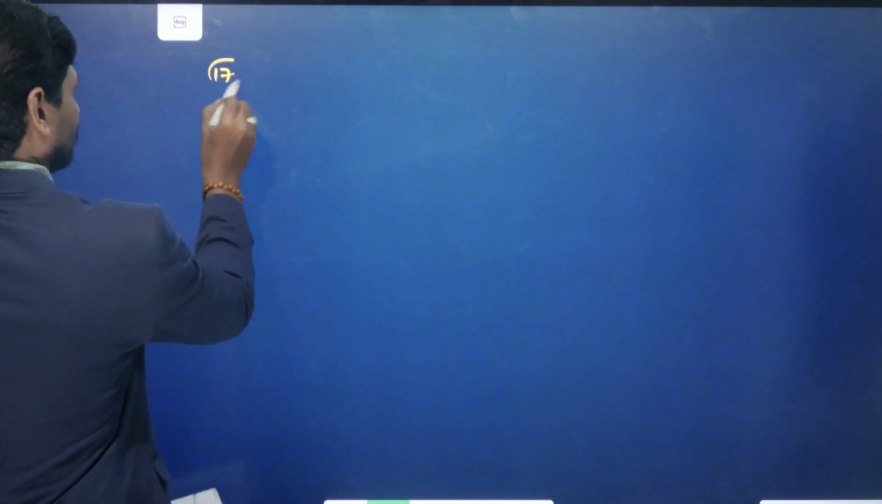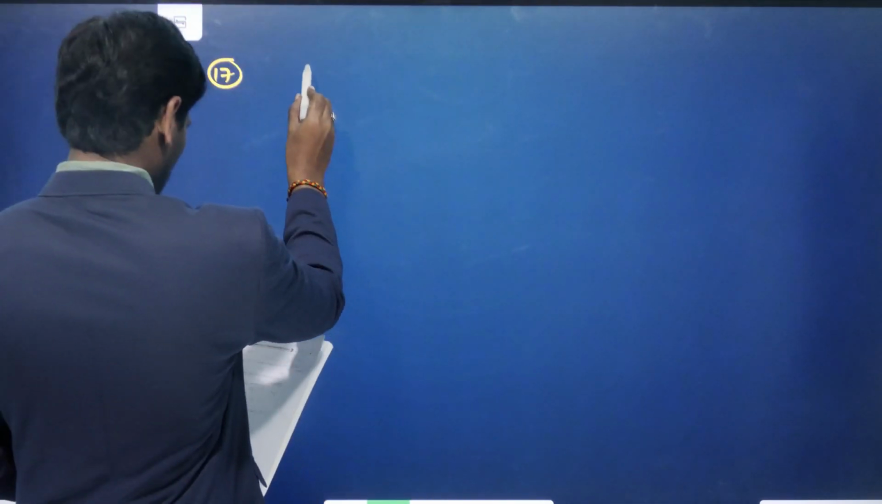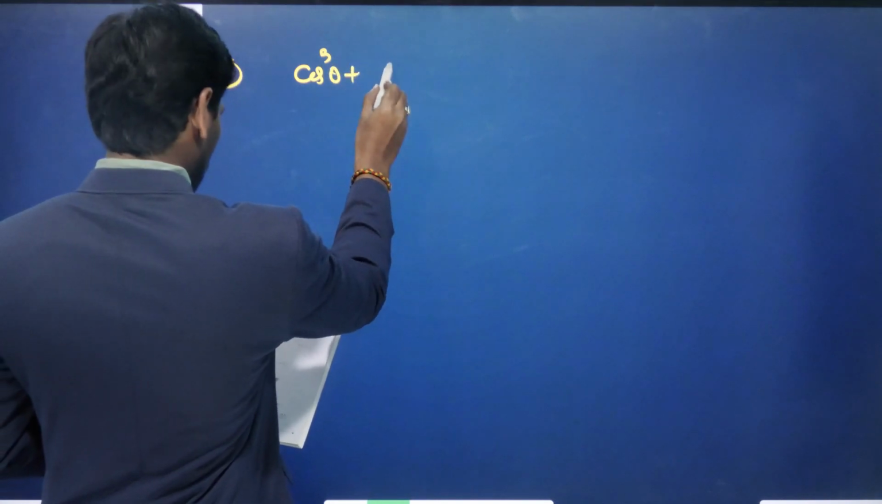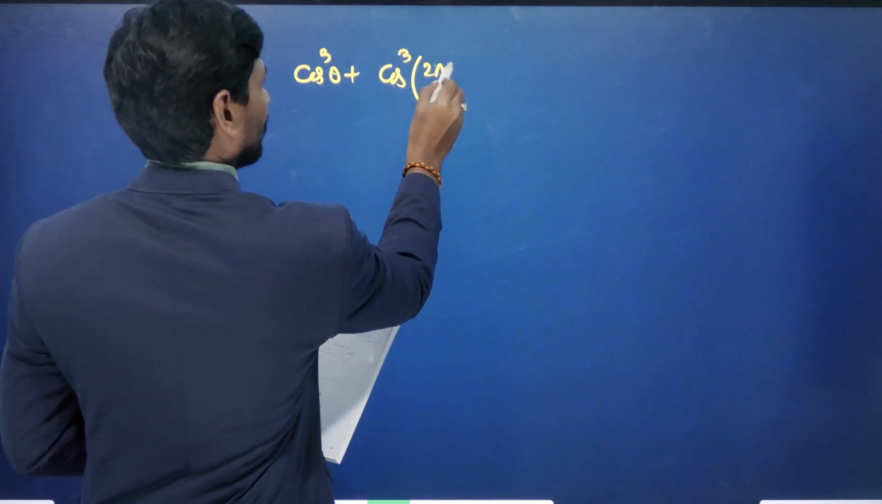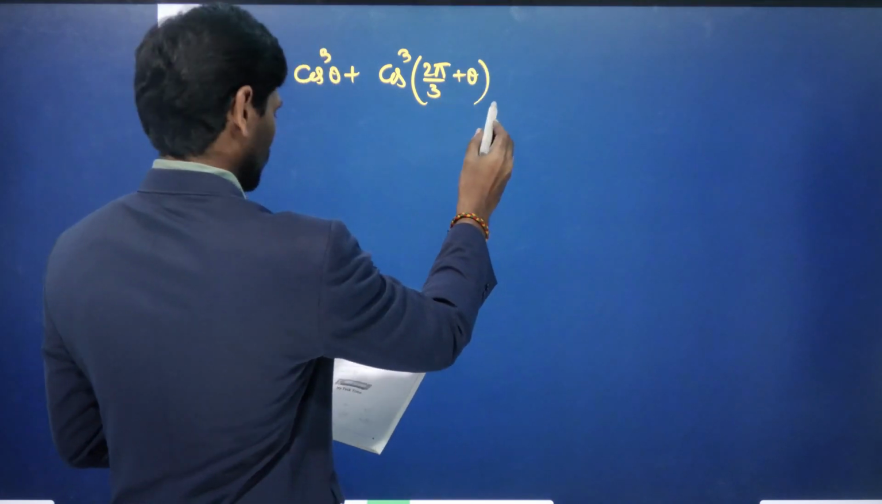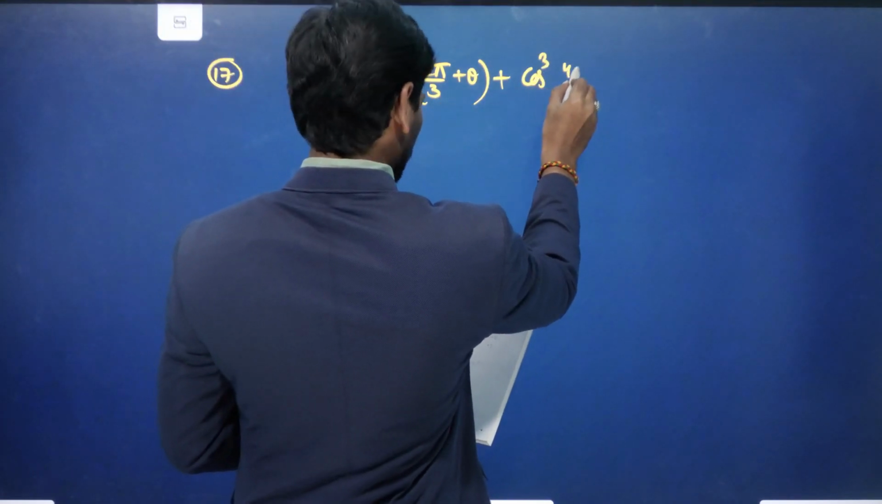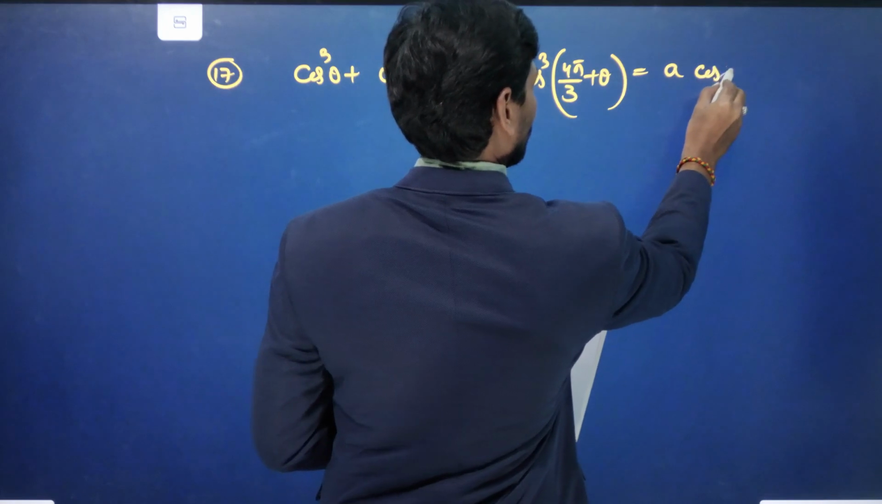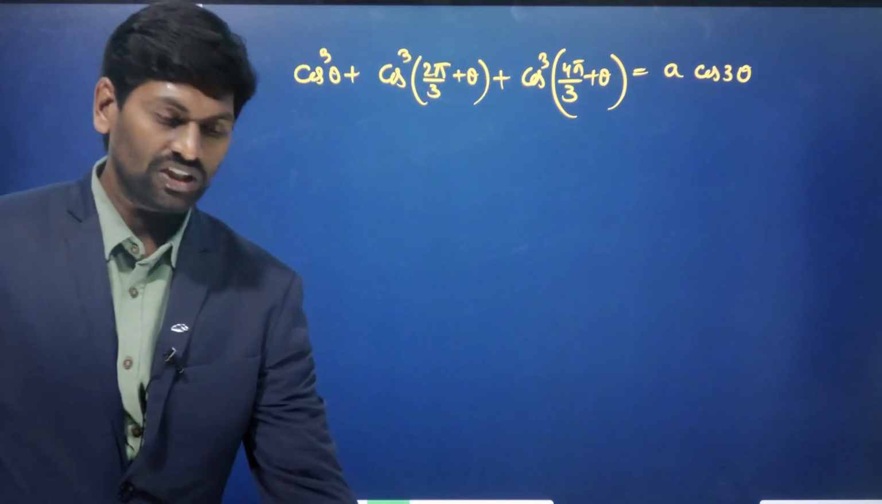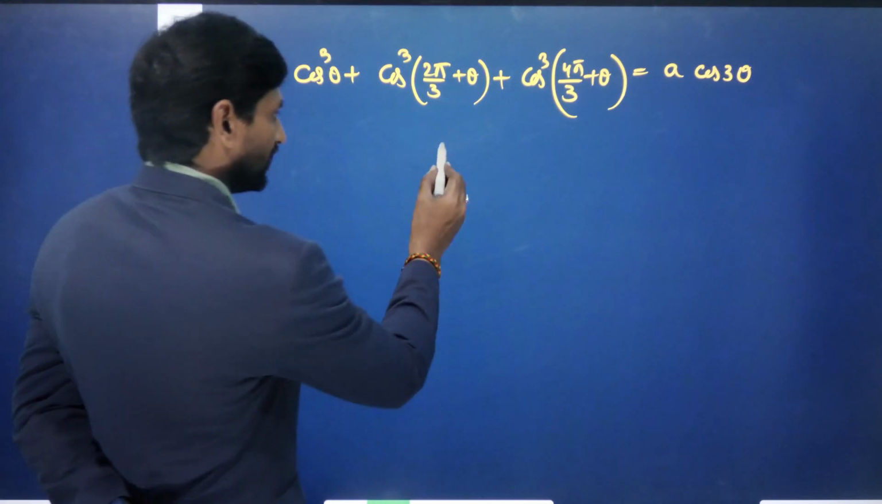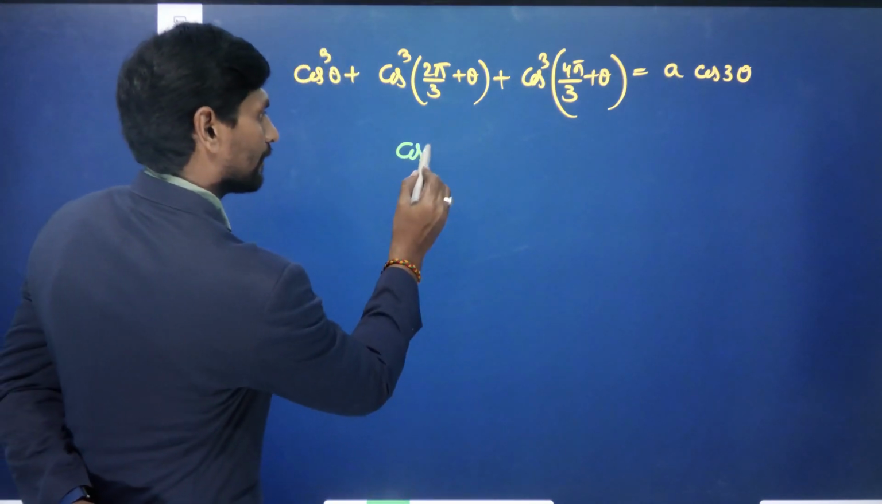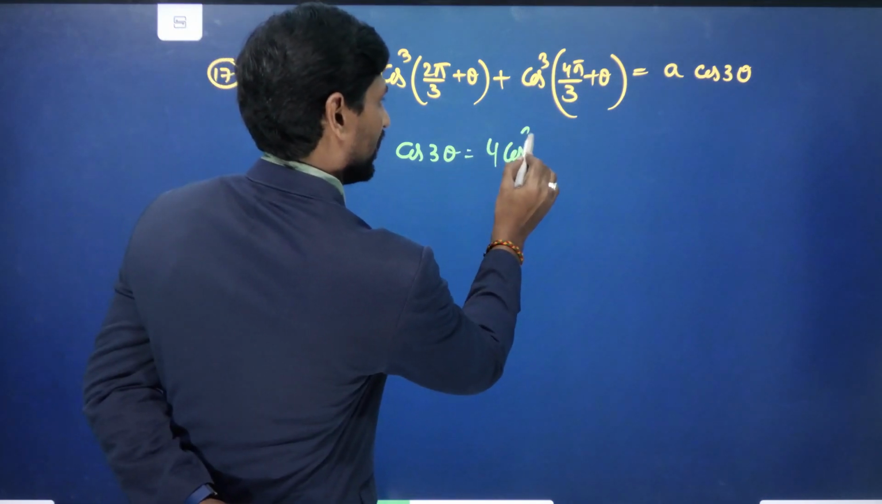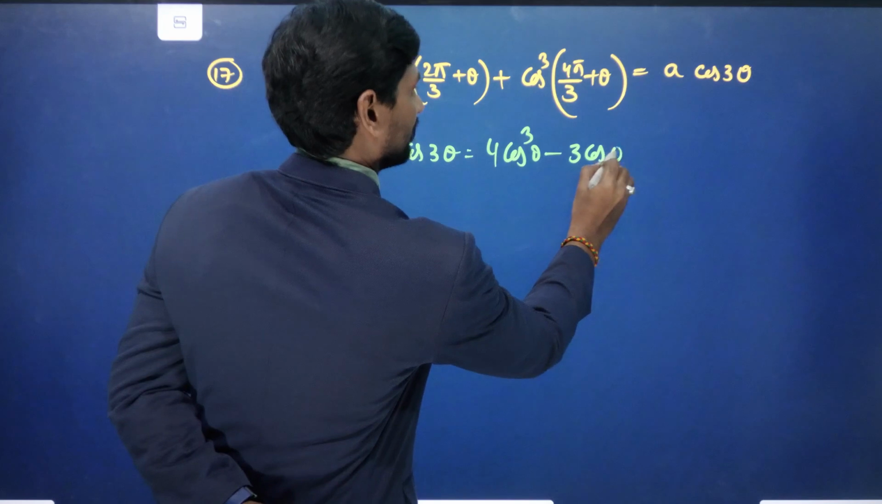Let us go to problem number 17. That is, if cos cube theta plus cos cube (2 pi by 3 plus theta) plus cos cube (4 pi by 3 plus theta) is equals to a cos 3 theta, we need to identify the value of a. So before that, let us see the cos 3 theta formula. What is the cos 3 theta formula? That is 4 cos cube theta minus 3 cos theta.